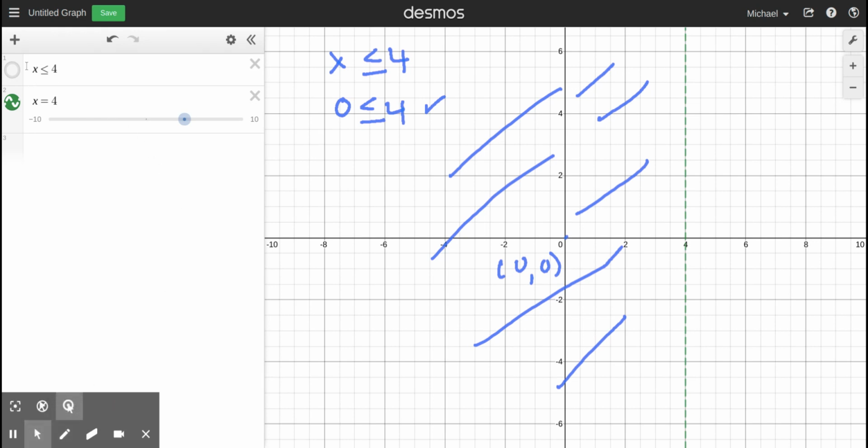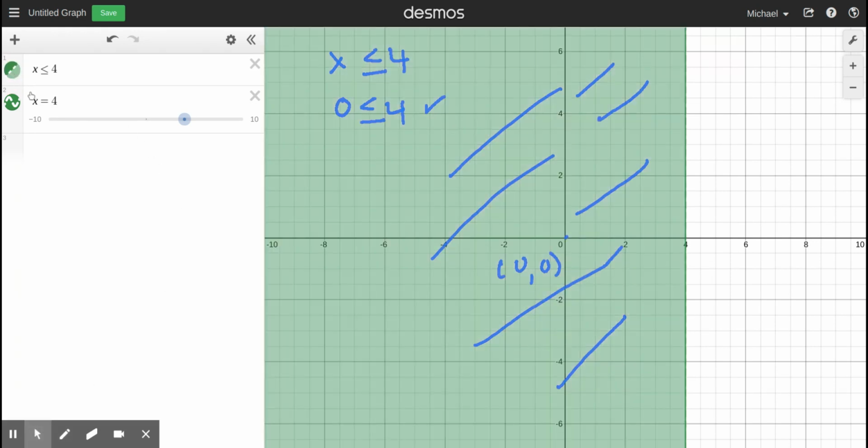Okay, let's just have Desmos do it so it's nice and neat. And so when I graph it, I get that. Okay, so there's my special case of my vertical line. All right, so now we are fully equipped to go ahead and take a look at a system of inequalities.